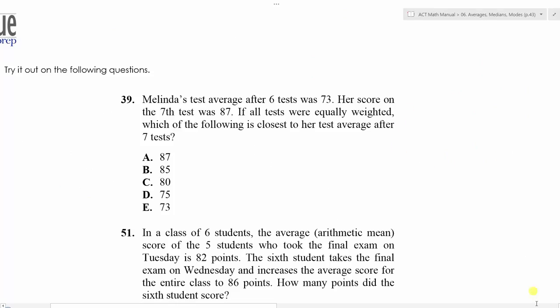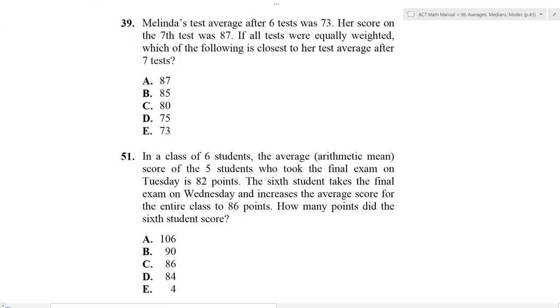Let's go ahead and take a look at a couple of examples dealing with averages. If you would like to try these on your own, go ahead. This is a fairly new way of looking at average questions, so if you want to just follow along with me, that's fine. Melinda's test average after 6 tests was 73. Her score on the 7th test was 87. If all tests were weighted equally, which of the following is closest to her test average after 7 tests? So we need the average after 7 tests. Fine. So notice right away in this first phrase, I can see that I have a number of things and an average.